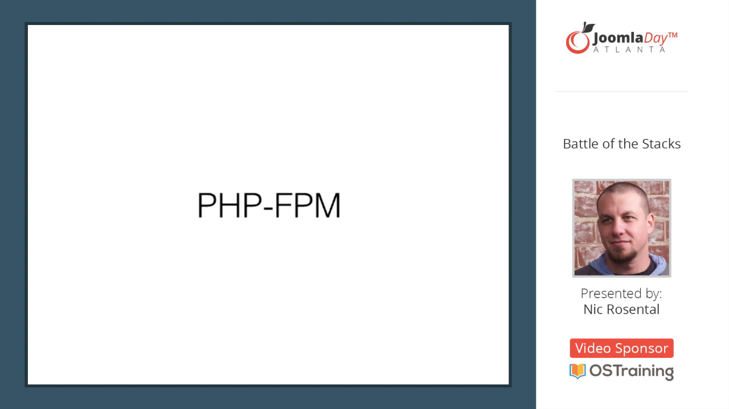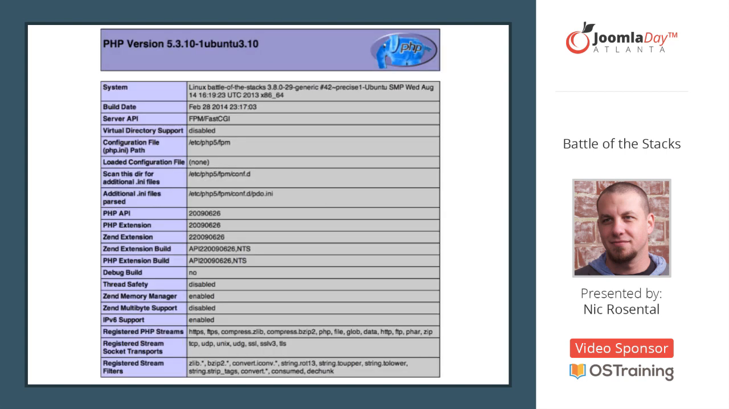So here we are going to install FPM. Once you have it installed, we're going to leave the default version of 5.3.10 because we only want to focus on what FPM is doing. Here's the info page. You can see on the 3rd line you have Server API: FPM/FastCGI.